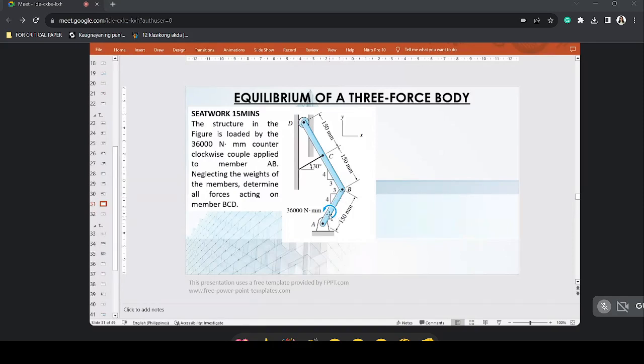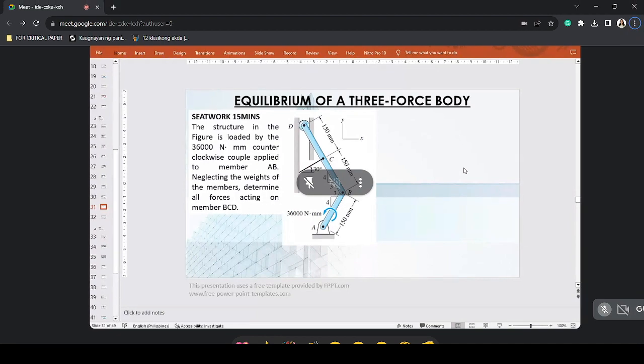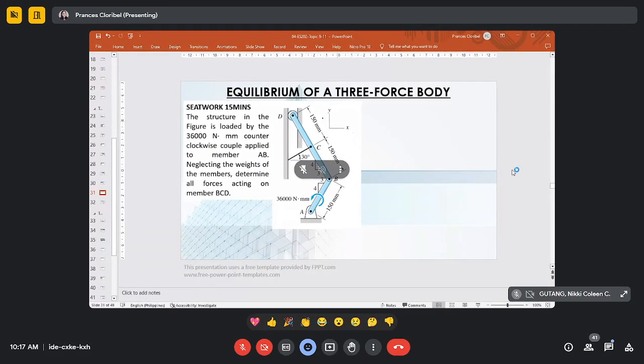This AB here is a two-force body, with a given moment, considering the whole body is in equilibrium. If we're going to draw now its free body diagram for this body, this is a roller, so what is the direction? Always perpendicular to the surface. So this will be our, let us say, D.